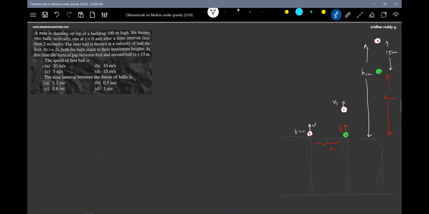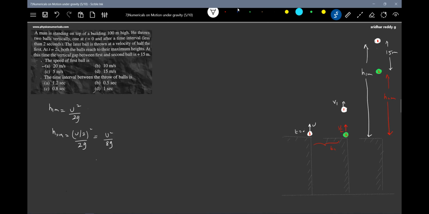What is H1M equal to? U square by 2G. What is H2M? (U by 2) whole square by 2G, because the ball 2 is projected with a speed half of the first one, U by 2. So therefore, this should become equal to U square by 8G.